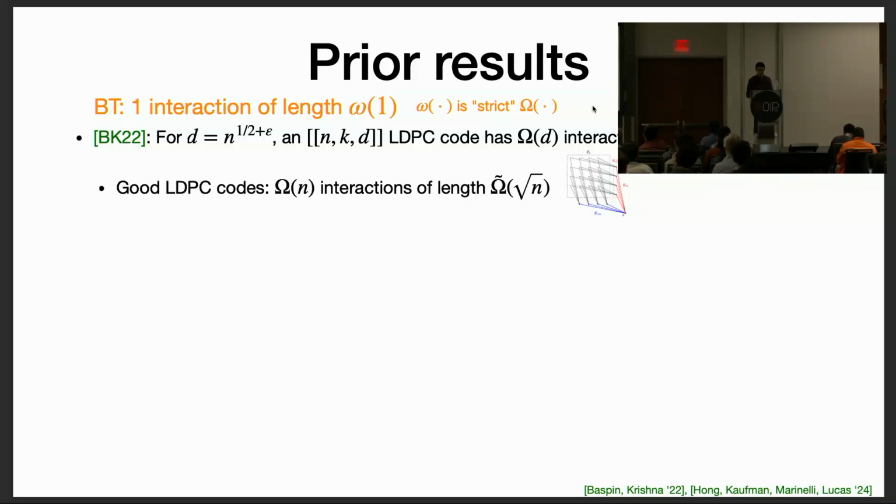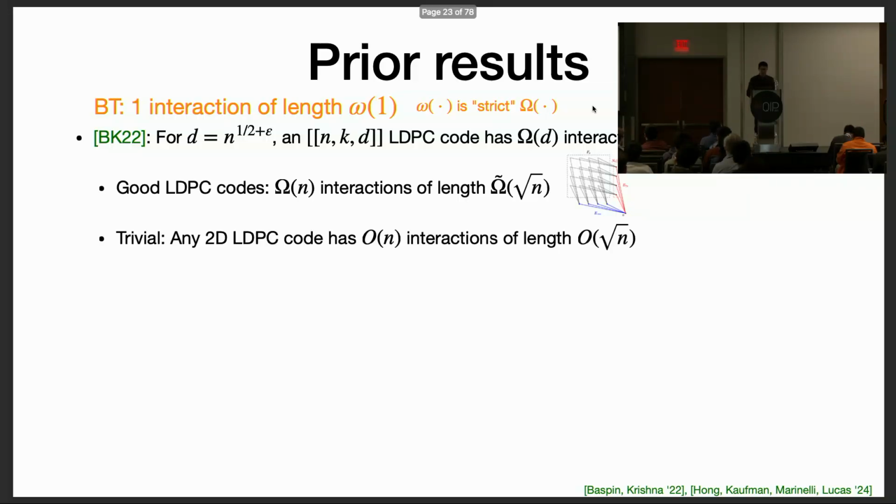Just to apply this to one example, if you apply this to asymptotically good codes, where K and D are linear in n, this implies that a good LDPC code needs at least n interactions of length root n. If you think about it, this is basically saying that they have the worst possible non-locality. You can show trivially that any 2-dimensional LDPC code has n interactions of length root n. It has n interactions because every check contributes a constant number of interactions, and all the interactions have length root n because you're on a root n by root n lattice. So this result is saying that good codes have the worst possible non-locality up to these polylog factors.